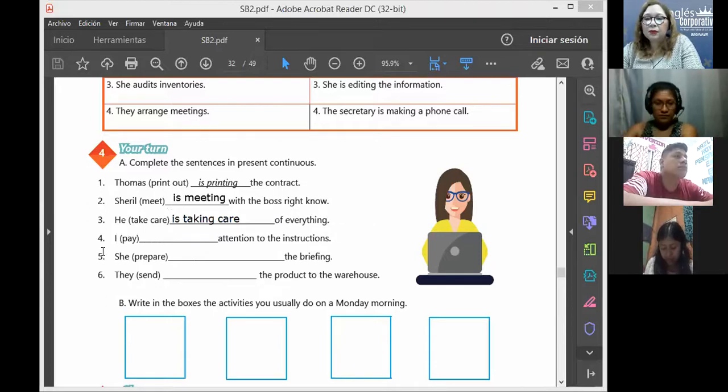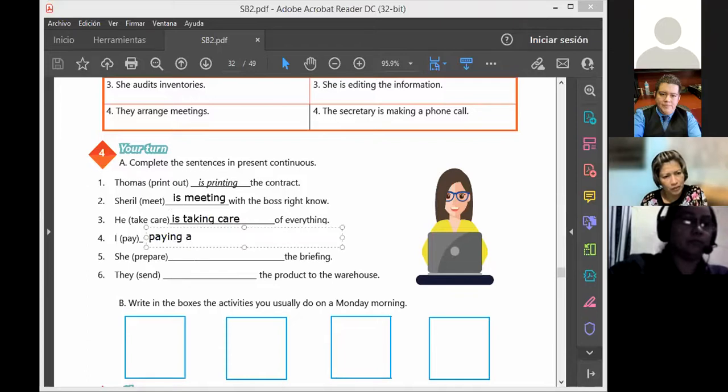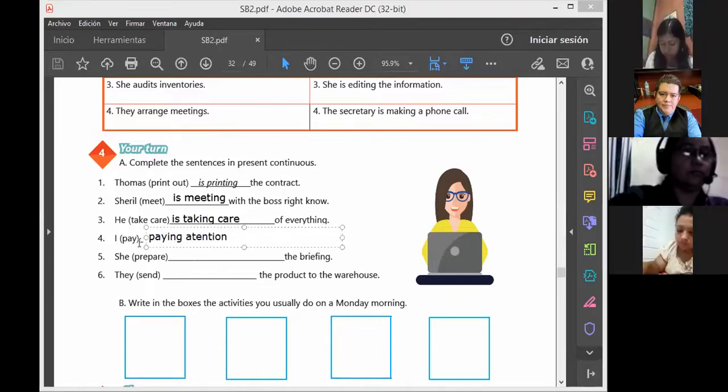Number four. Patricia, please. I am paying attention to the instruction. Okay, great. Paying attention. Excuse me. Verbo to be. Correct. I am paying attention to the instructions.